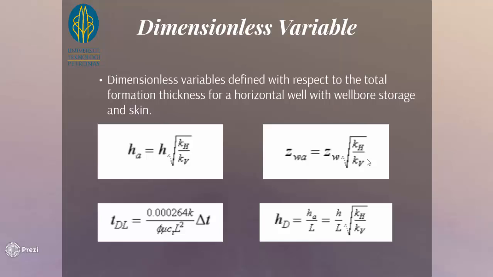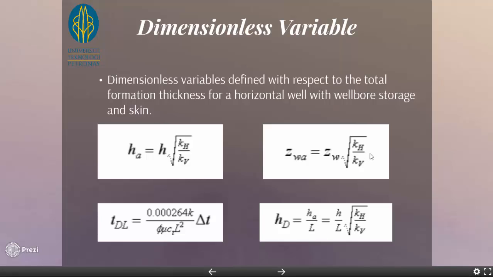Several well parameters can be used for the reference length, considering the well bore radius, or by analogy with wells intersecting a fracture, the well half length. For the dimensionless time, for example, Td can be expressed by tDL equals 0.0026 k over porosity, viscosity, total compressibility, length squared, times delta t.